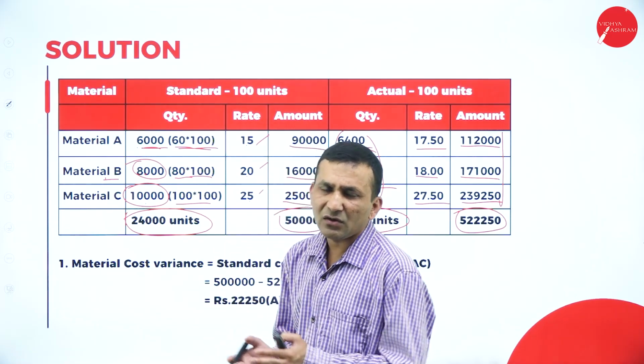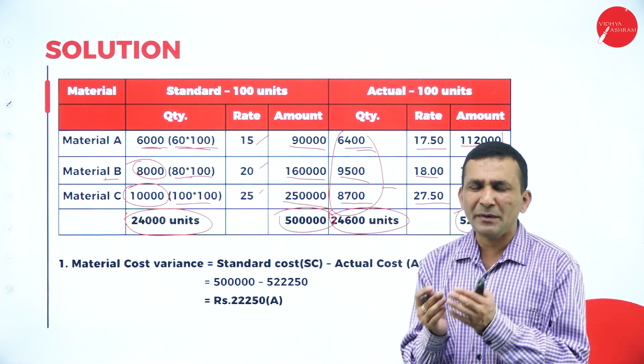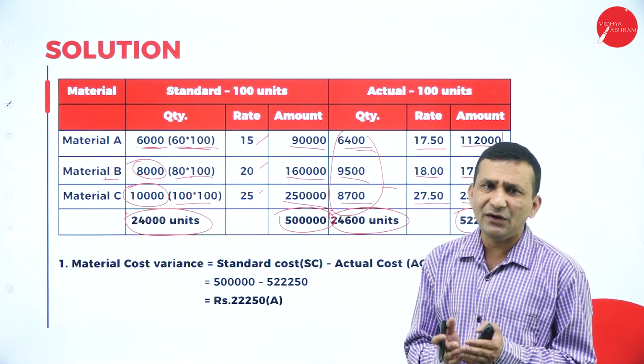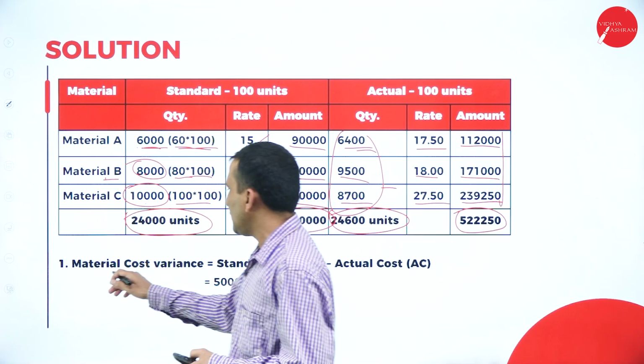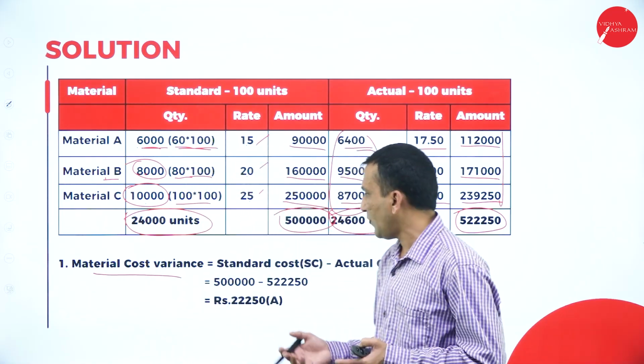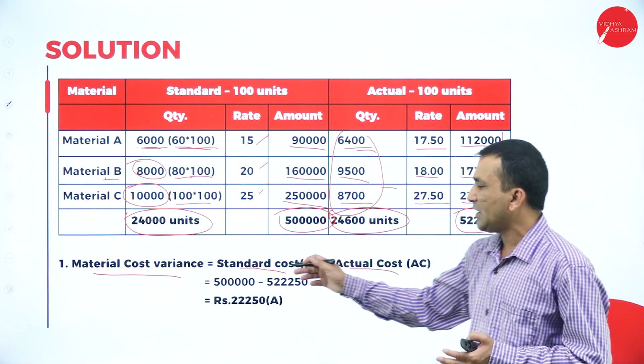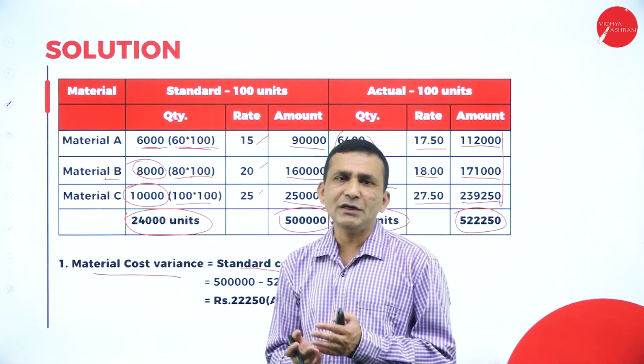Once we have calculated this, they ask us to find all the material variances: material cost variance, material price variance, material usage variance, and even the material yield variance. For material cost variance, we know the formula: standard cost minus actual cost. Standard cost is standard quantity into standard rate.